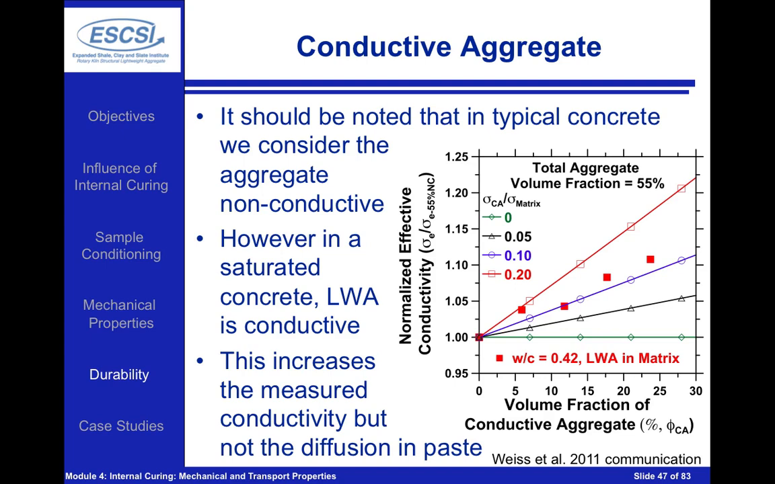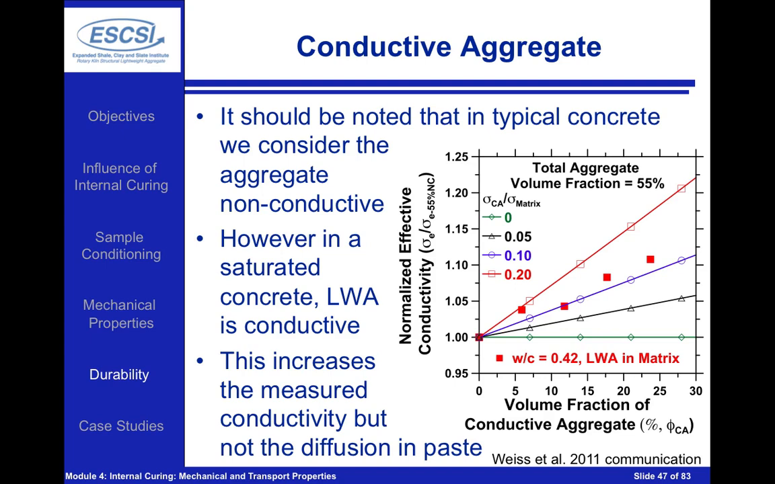Now, one thing that should be remembered here is that typically when we talk about conductivity, we consider that the aggregate is non-conductive. So the aggregate itself is not electrically conductive. However, in lightweight aggregate concretes, when the lightweight aggregate fills with a pore solution or fills with an ionic solution, the aggregate can actually become conductive. This will increase the conductivity of the overall system.